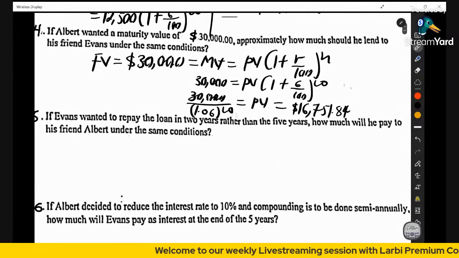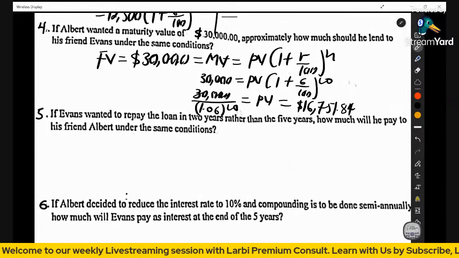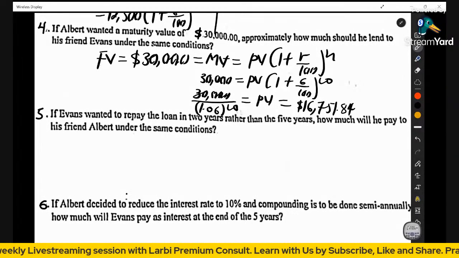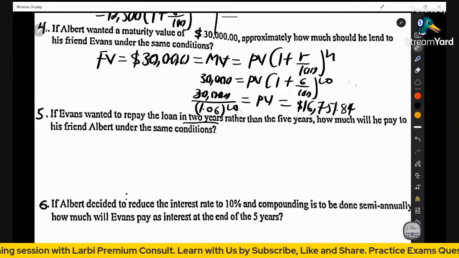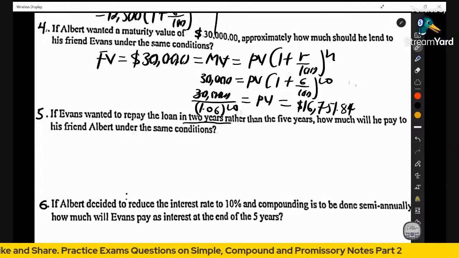There was a change in the future value. Now here there's a change in what, the time. Initially it was 5 years. Now he's saying that if Evans wants to repay the entire loan within 2 years under the same condition rather than the 5 years, how much will he pay to his friend Albert under the same?